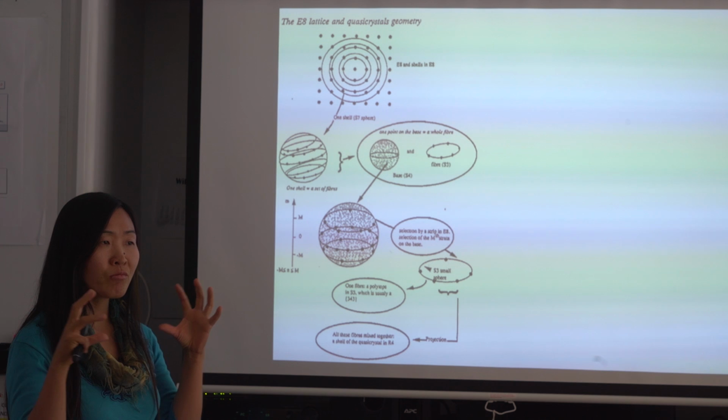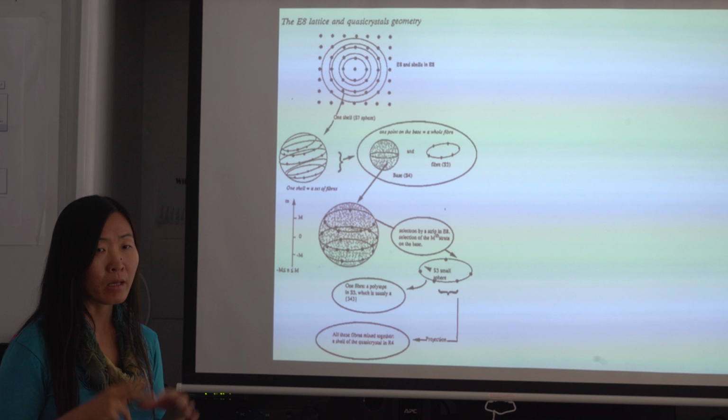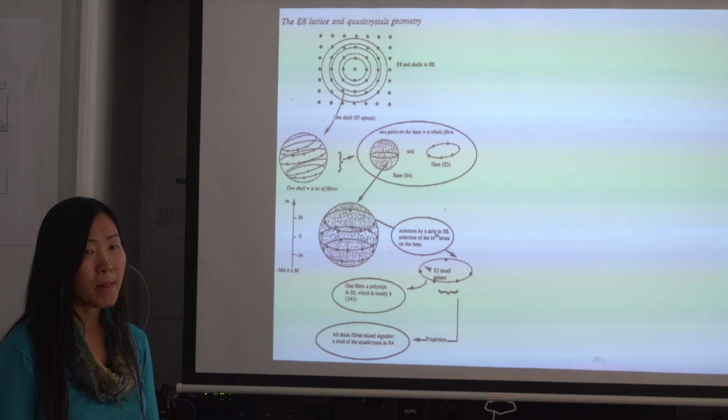And if you think of each S3 as a point, then those points will be living on the fourth sphere, and there are 10 or so of them. You quotient out all these things in the S4, and then from S4 you project to R4.